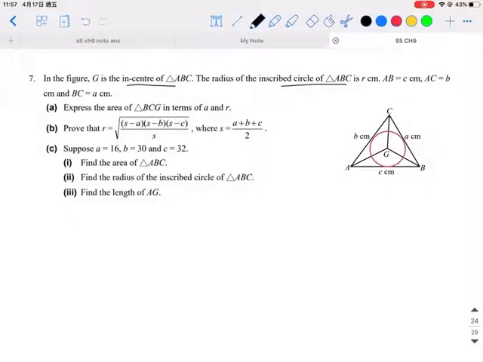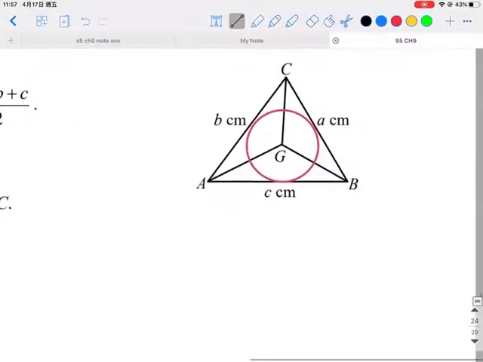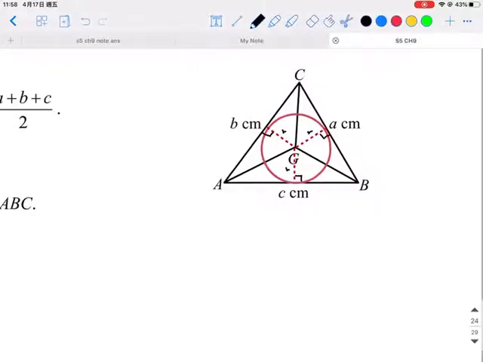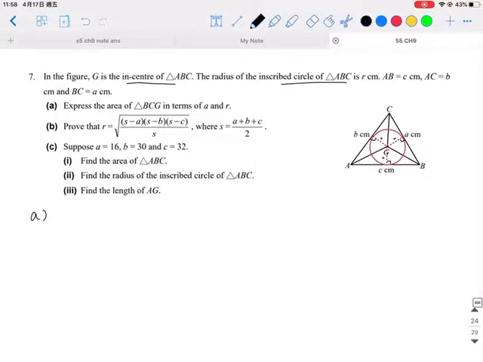So you still remember the relationship between the tangent and the radius: the radius must be perpendicular to the tangent, so it should be a right angle here. So R and R here. So therefore I need to write down some words to express for question A.